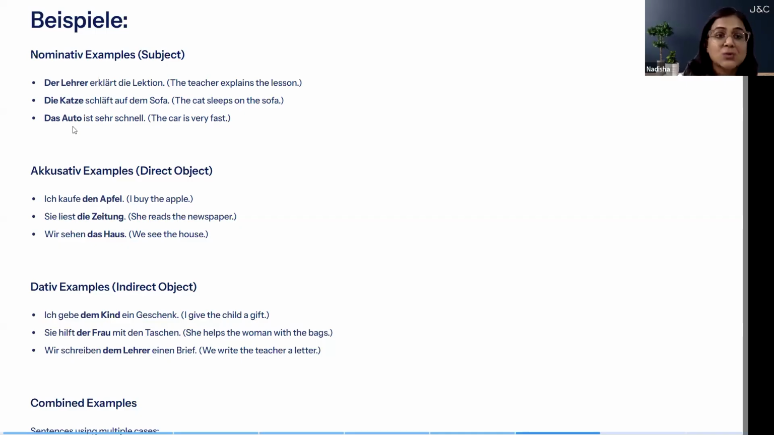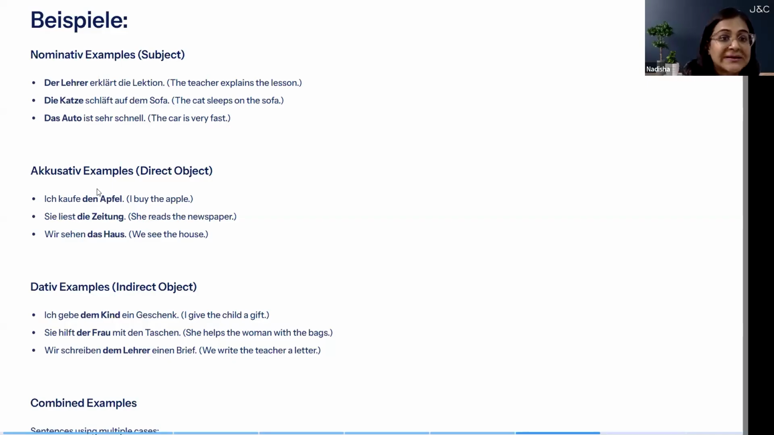Next is das Auto ist sehr schnell. The car is very fast. Auto here is nominative case. Next is accusative example, which is direct object, which is the what condition.